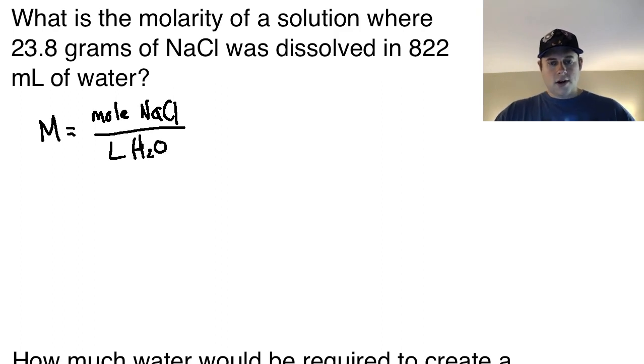Well, the liters of water is easy here. We have 822 milliliters of water. Keep in mind that milli is 1,000. So all I would need to do is take 822 divided by 1,000. And that's going to give me 0.822.